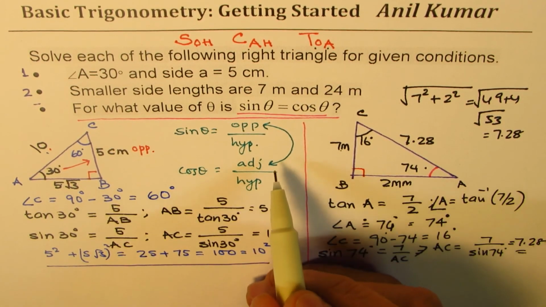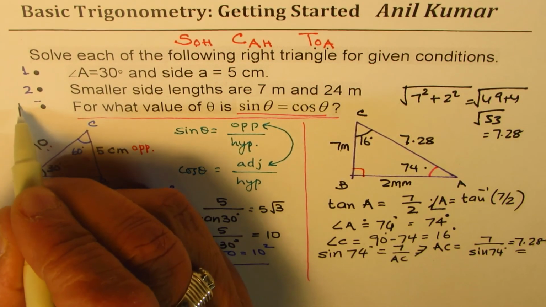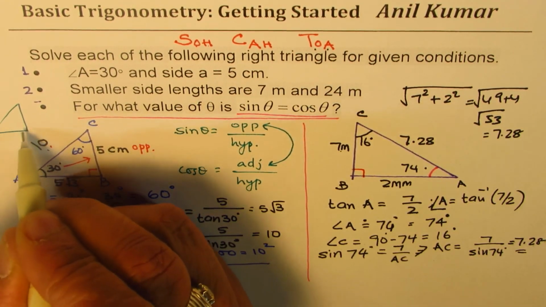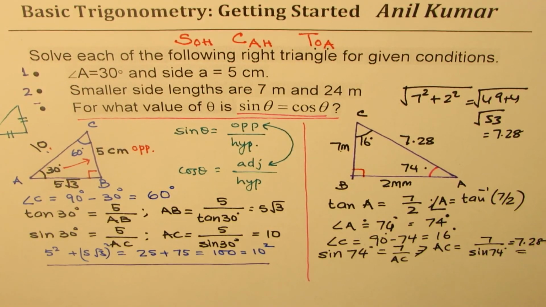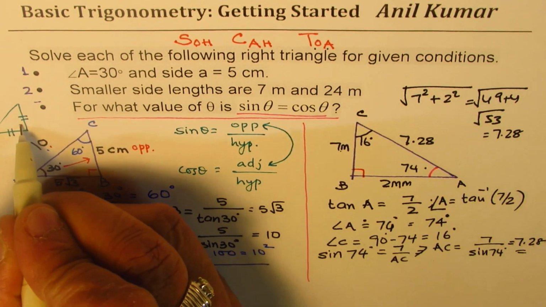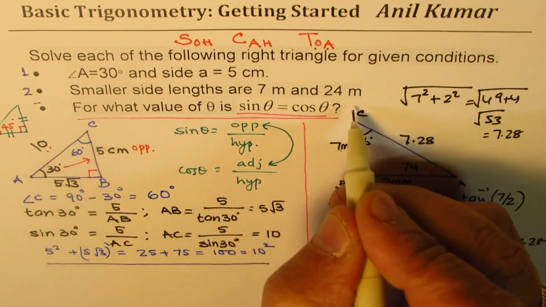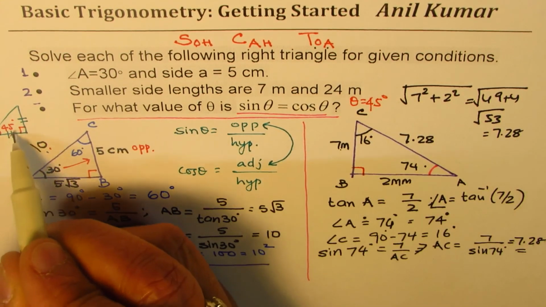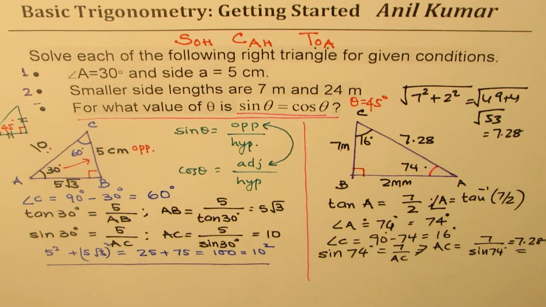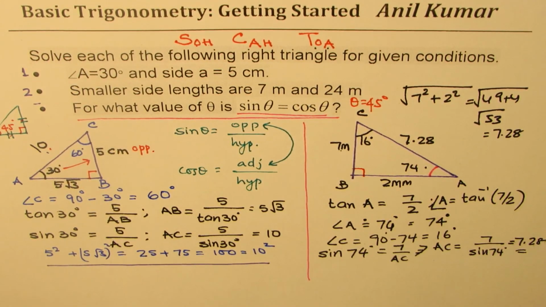We are looking for an isosceles right triangle, correct? So we are looking for a triangle which is kind of like this, where these two sides are equal. Is it okay? And that will happen only if the angle is 45 degrees. So this is true for theta equal to 45 degrees. Since opposite and adjacent sides will be equal, sine theta and cos theta will be equal in a right triangle, correct?